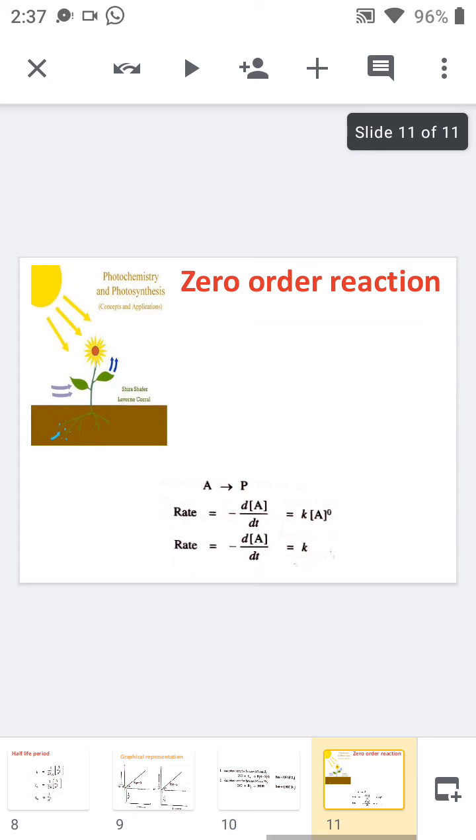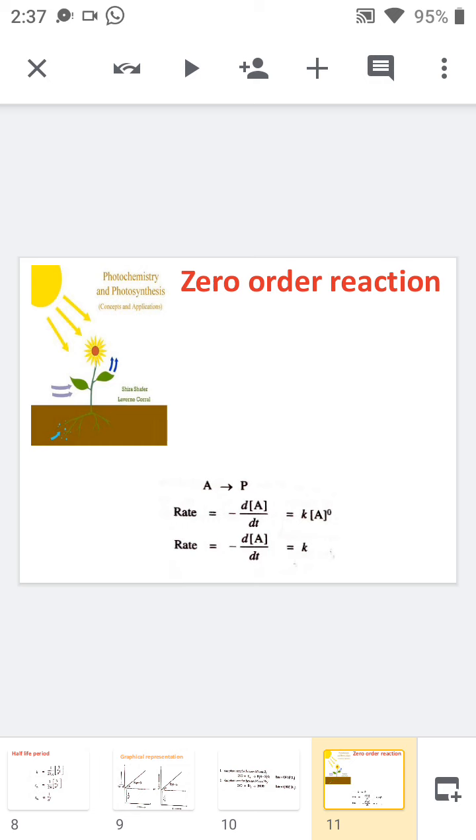Now we are moving into the next order reaction, that is zero order reaction. Zero order reaction means every photochemical reaction depends upon the intensity of the light. Some reactions do not depend upon the concentration, they only depend upon other factors. For example, a photochemical reaction, in which it only depends upon the intensity of the light.